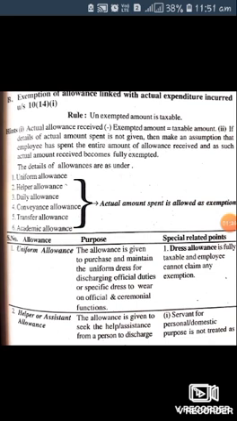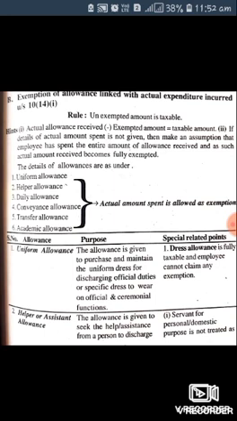Now there are different types of allowances. So let's see what they are: uniform allowance, helper allowance, daily allowance, conveyance allowance, transfer allowance, and academic allowance. These are all partly taxable allowances. Unspent amount is taxable. Let's see the purpose and related points.